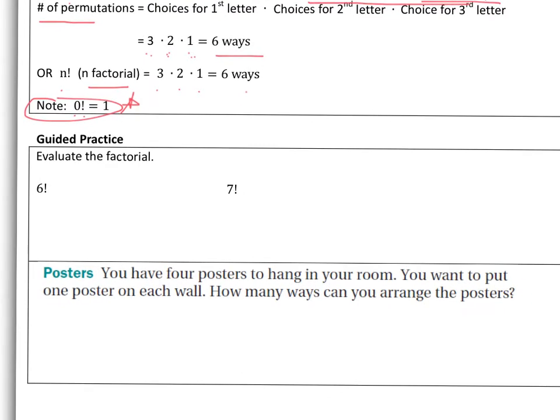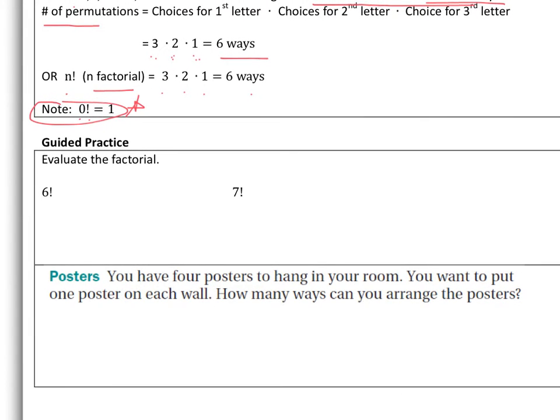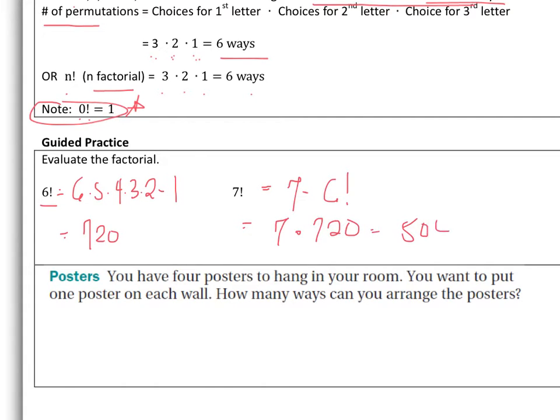Let's practice. 6 factorial just means 6 times 5 times 4 times 3 times 2 times 1, which equals 720. And 7 factorial is 7 times 6 factorial. You've already calculated 6 factorial here, so you just have to multiply 720 by 7 to get 5,040.